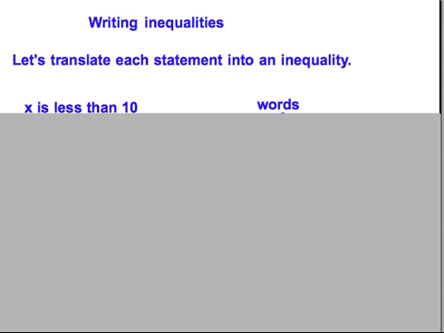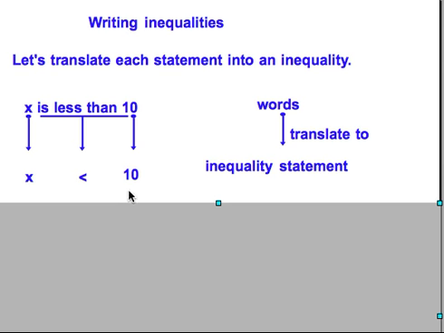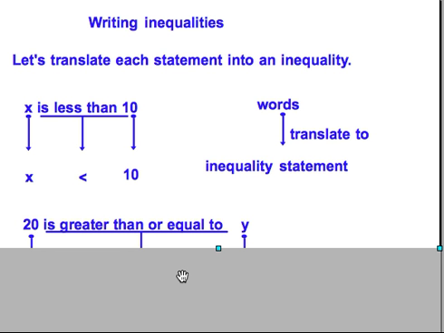So now rather than translating equations, we're translating inequalities. So let's translate each statement. X is less than 10. Well, we're going to drop down the X and we're going to drop down the 10. And less than is the symbol that falls in between. So X and 10 drop down and the less than symbol is in between. So therefore X is less than 10.